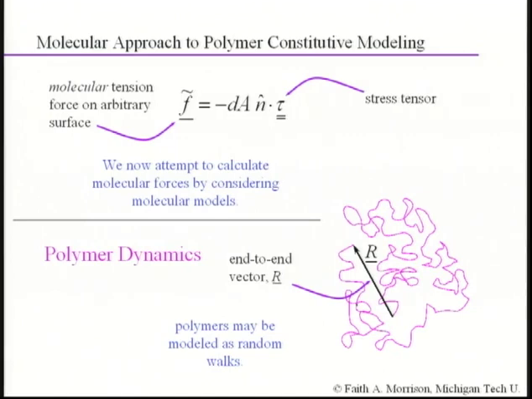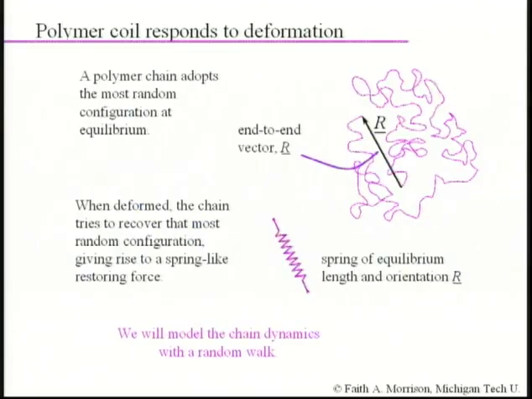Now, once we're using statistics, we can use the tools of statistics to derive mathematics related to this model. And so we talk about the end-to-end distance of the polymer chain and the force it takes to change that end-to-end vector. Okay? So a polymer chain adopts the most random configuration at equilibrium. When deformed, that chain likes to go back to that random configuration, and that's like a spring-like restoring force. So we have this picture of a random chain, but it actually behaves just like a single spring.